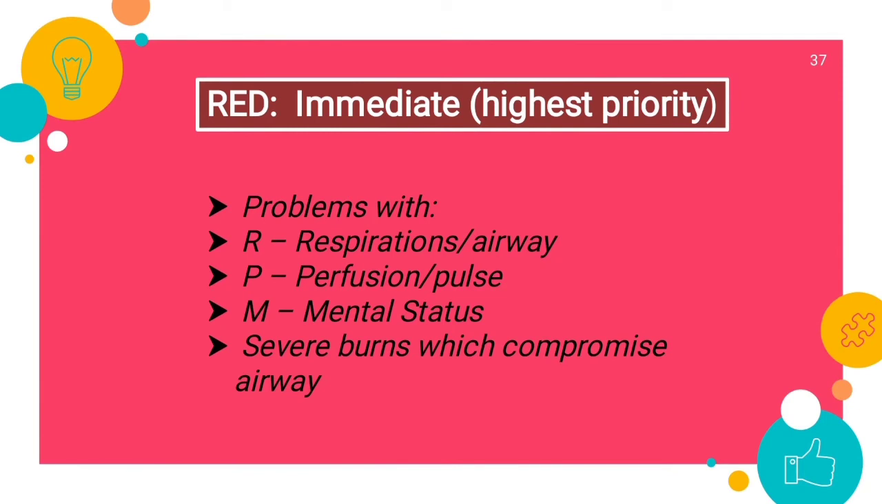Red, immediate or the highest priority. This type of categorized victims need first treatment and they have very few chances of survival. Problems with respiratory airways, which goes up to 30. P, perfusion or pulse, which means rapid pulse. M, mental status, unconscious or conscious, or heavy injury like crushing the head, or we can say 40 to 70% burn patients. Severe burns which compromise airway.